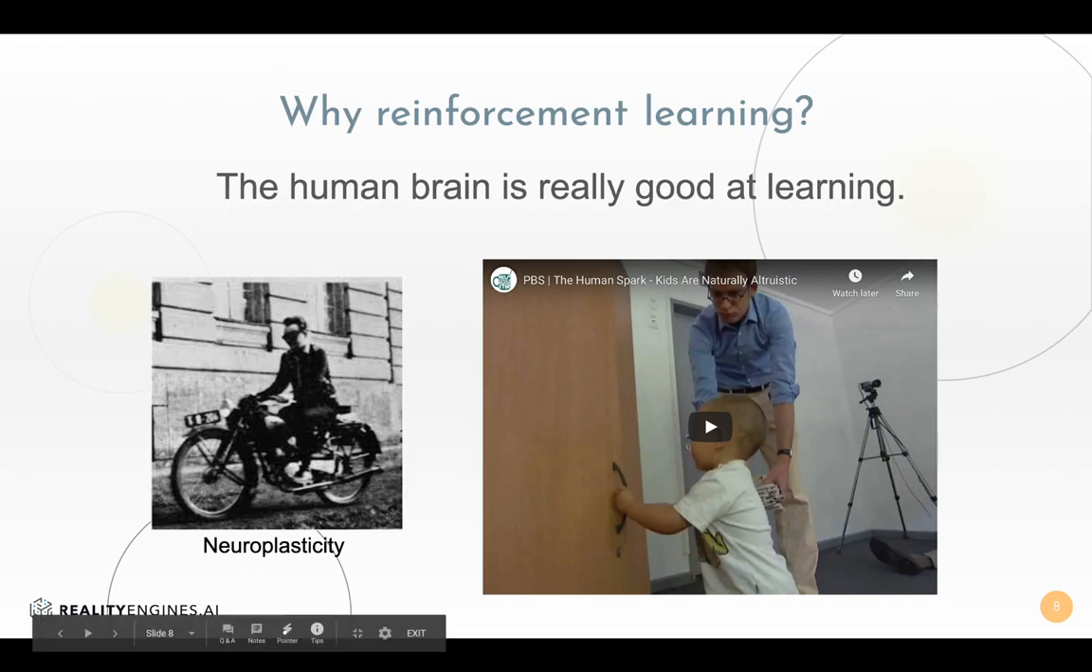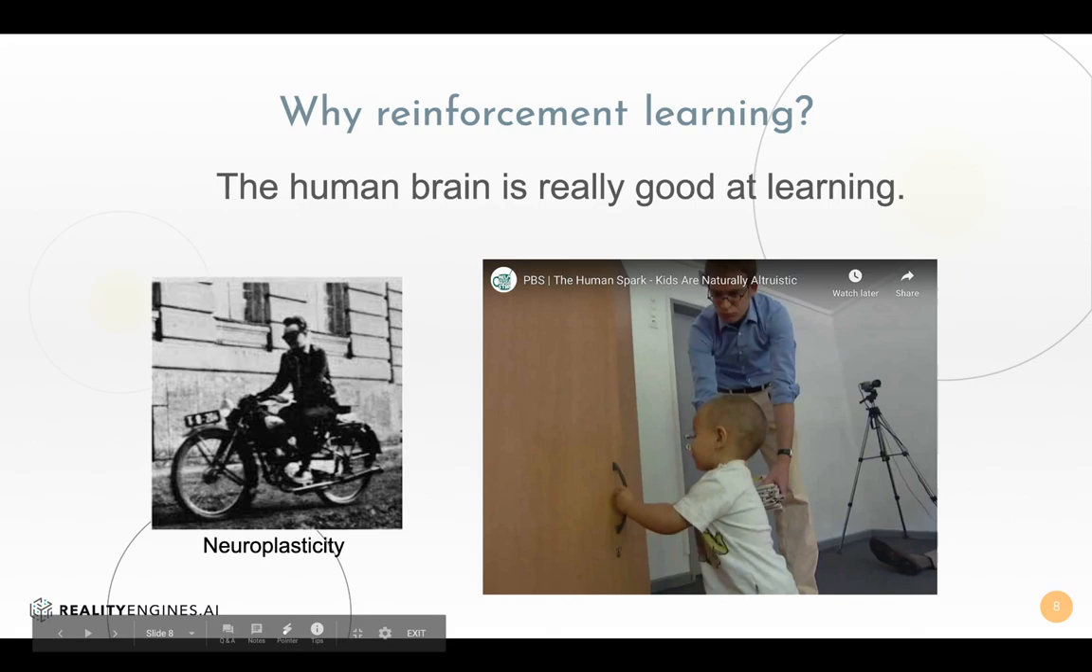So a classic example of that is neuroplasticity. This gentleman on the bike is part of an experiment demonstrating neuroplasticity. He's actually wearing goggles that flip the world upside down. So he sees the entire world flipped. But after a few days of wearing those goggles, he actually learns to see. His brain readjusts the image so that he can act in the world as if he were seeing it right side up. I don't know if this would pass safety regulations today, but this is a testament to how good our brain is at learning and adapting to new environments.